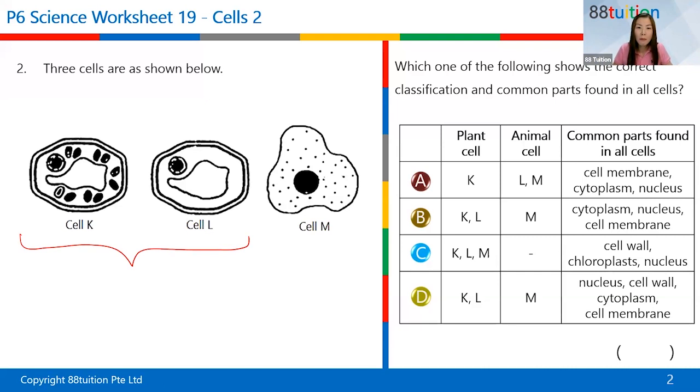Yancy actually typed in much earlier, so I'll get her to explain. Yancy, what's your answer for this one? If I ask you to select the plant cells out of the 3, which are plant cells? Can you unmute? K and L are plant cells. Why would you choose that? Because K and L have cell wall and only plant cells have cell wall.